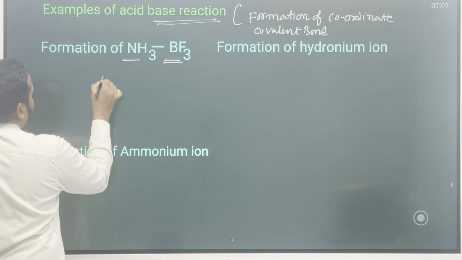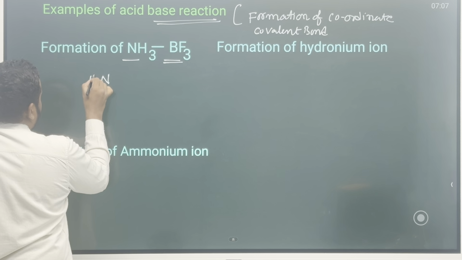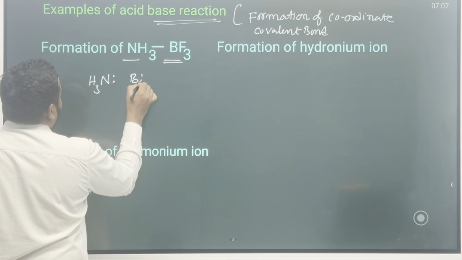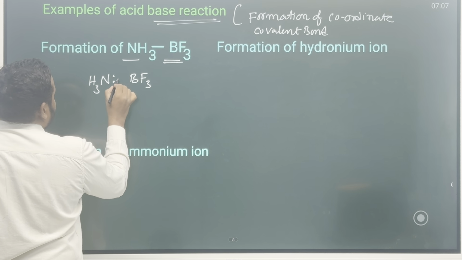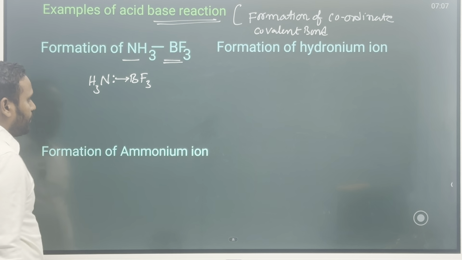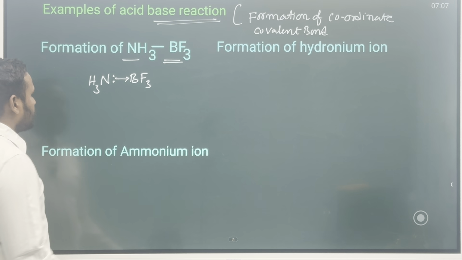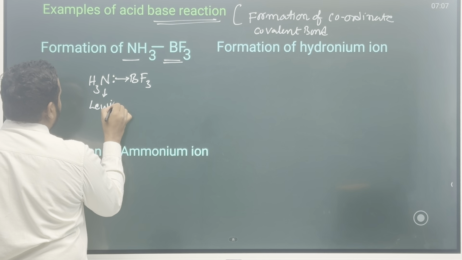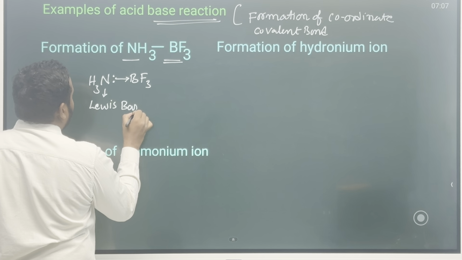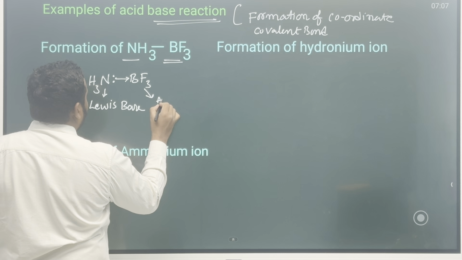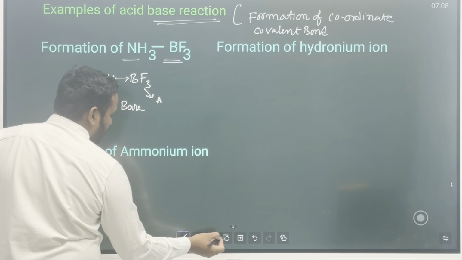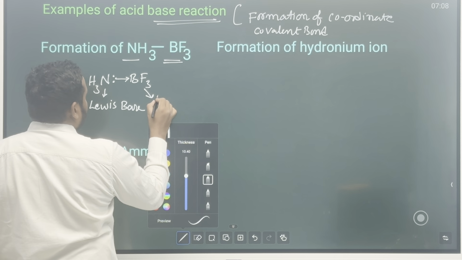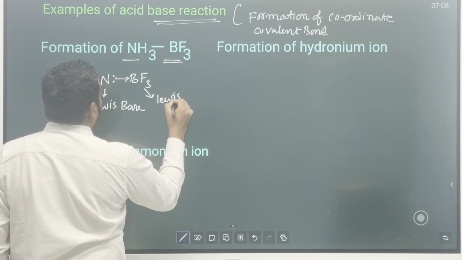So here, formation of NH3 and BF3. In NH3, nitrogen is having 1 lone pair. BF3 is having vacant orbitals. So here nitrogen can donate lone pairs to the BF3. So now here NH3 acts as Lewis base and BF3 acts as Lewis acid, electron pair donor and electron pair acceptor. It is the Lewis acid.